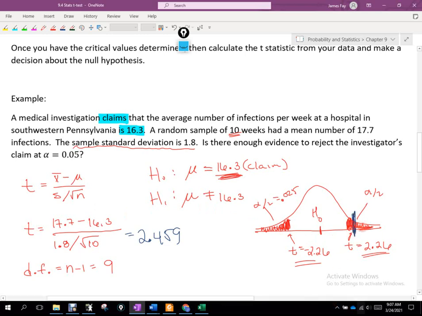So what's that tell me? You're going to reject the null hypothesis. And that basically means, because the null hypothesis was the claim, that we have evidence against the claim, or that we cannot support this claim. Now, we talked at the beginning about this being not equal to 16.3. But where did it fall? What region did it fall in? To the right, correct? It fell in that right rejection region. So does that tell me that we have more infections than the 16.3 that is the claim? Does that make sense? If it fell to the left, then we would say we have less than the 16.3.